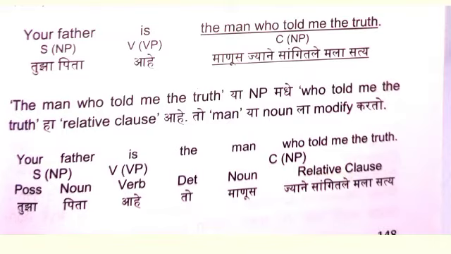Your father is the man who told me the truth. In the sentence, your father is the man who told me the truth, your father is the noun phrase functioning as the subject of this sentence. Is is the verb, and the man who told me the truth is the complement of this sentence.